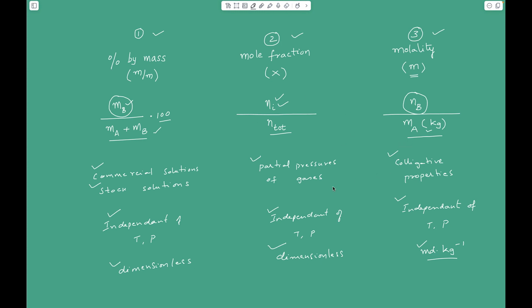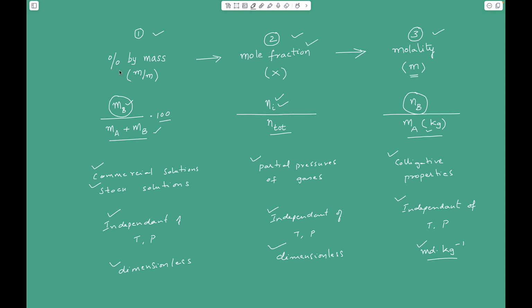Because of that reason, they are all independent of temperature and pressure, because mass does not change with temperature and pressure. And because of the same reason, these concentration terms can be easily converted from one to the other. If you give me the percentage by mass of a solution and tell me what the solute and solvent are, I can easily calculate its mole fraction.